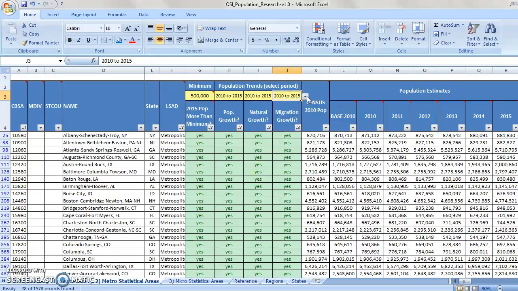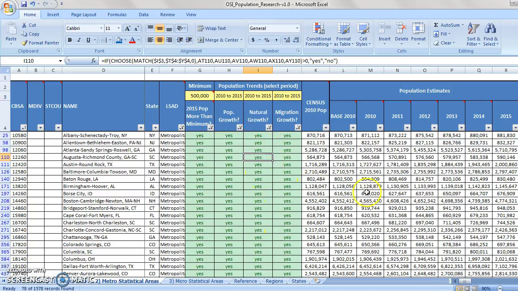The other thing we could also do is, I had 2010 and 2015 selected here. I could have looked at migration growth or natural growth or population growth over a particular year as well, but I'm just going to leave it at the 2010 and 2015 time frame.